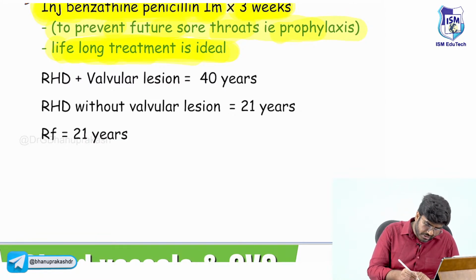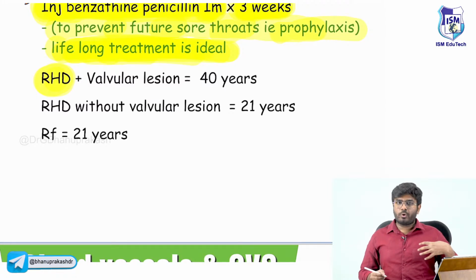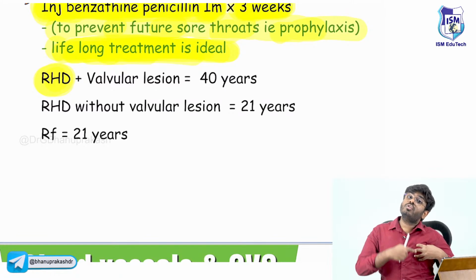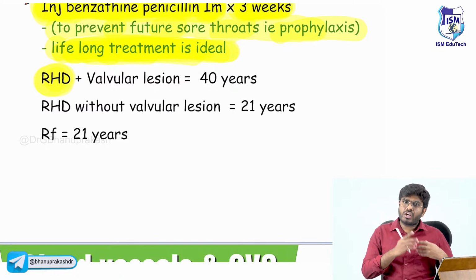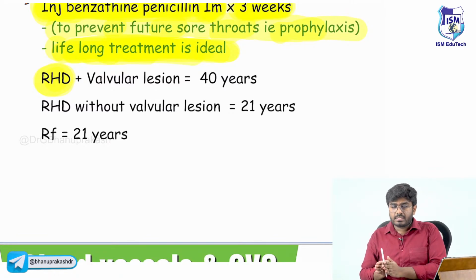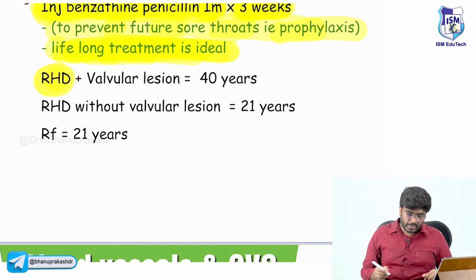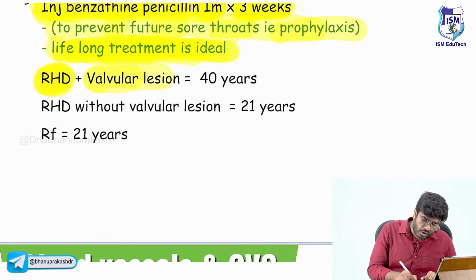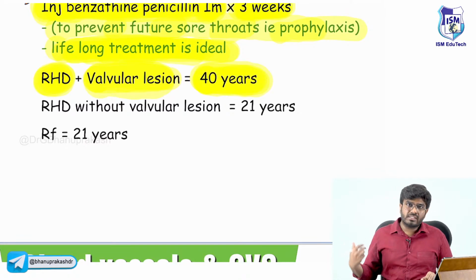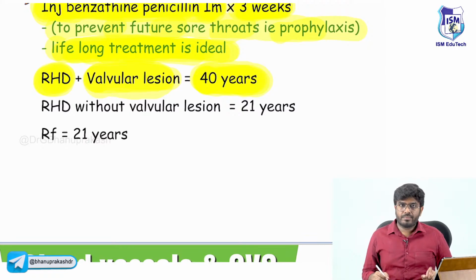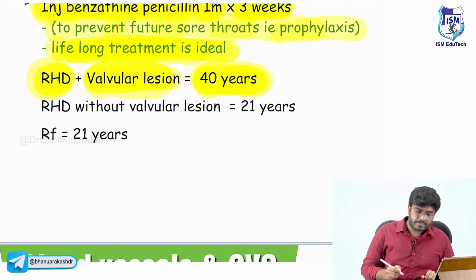Okay, so in the questions, see, the patient has heart involvement, rheumatic heart disease. The heart is affected, but also the valves are affected. The mitral valve is also affected. Not just pericarditis or myocarditis. Endocarditis, valvular involvement is there. Okay, rheumatic heart disease with valvular lesion. So at least for 40 years you have to take the benzathine penicillin. Sorry, not IV, IM benzathine penicillin. Okay, for 40 years he has to take that.